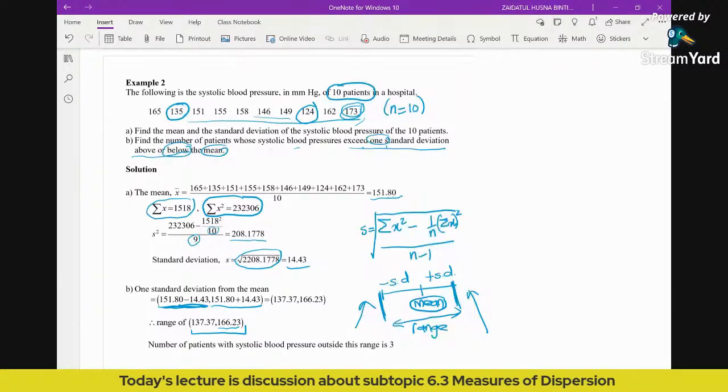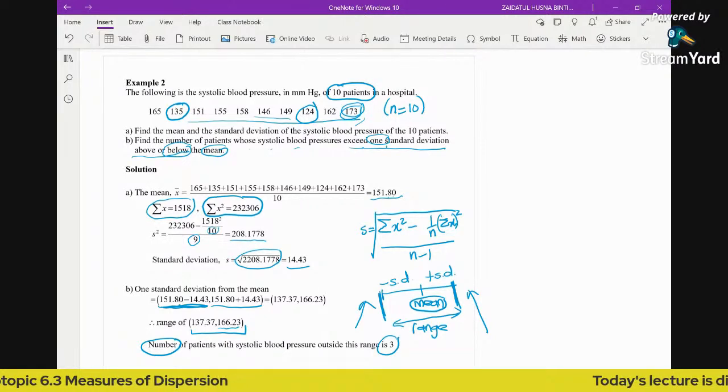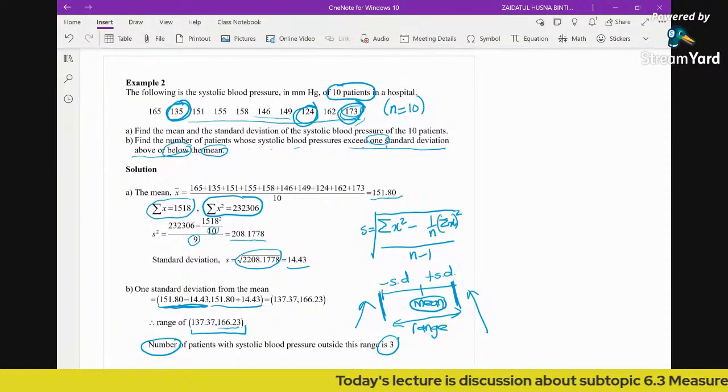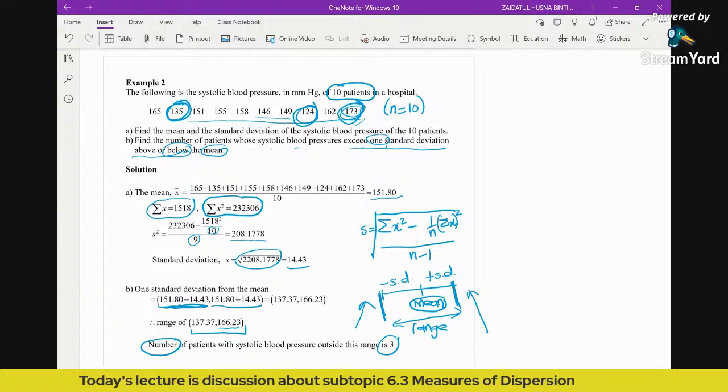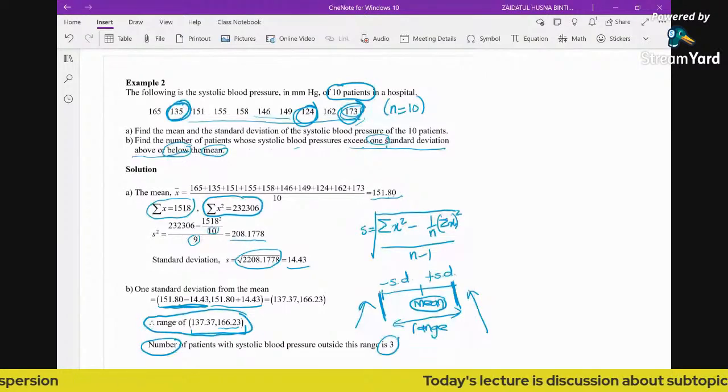So now we can finalize the number of patients with blood pressure outside the range is 3. Why 3? Because of this 135, 124, and 173. So basically there are 3 patients whose readings are outside the range here. So that is how we tackle the question. Alright, so that is about the ungrouped data.